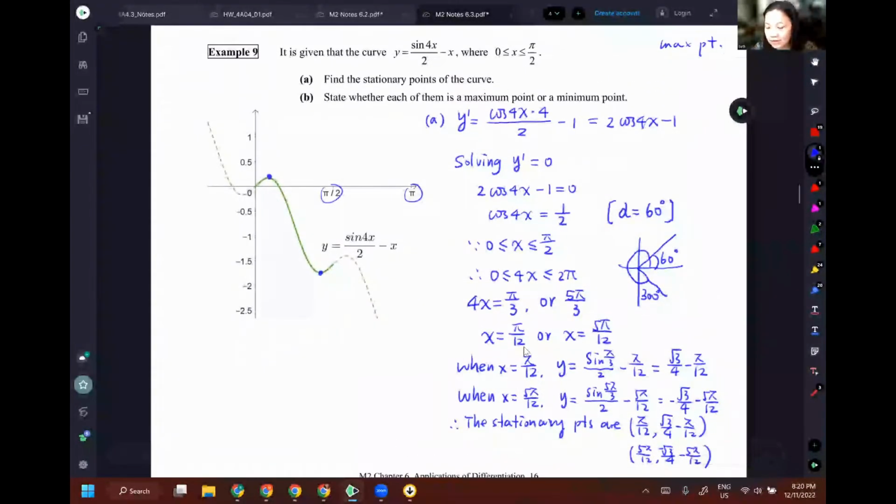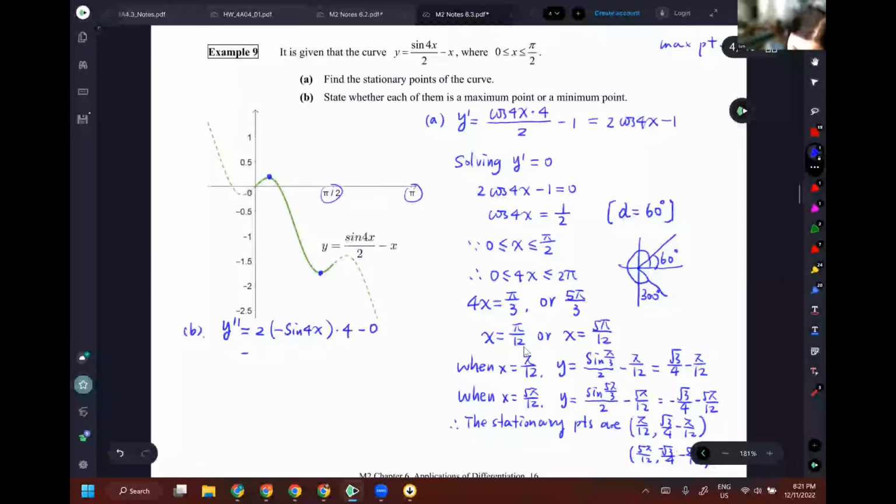Second, can we test whether it's a maximum, minimum or saddle point? We don't know. So how do I test? Part B. The second derivative test is the quickest way I know. The second derivative: first, 2 times negative sine 4x times 4 minus 0, which equals negative 8 sine 4x.